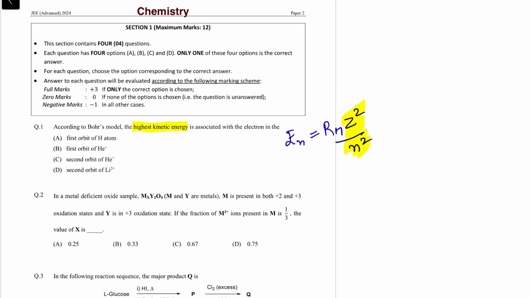For hydrogen, Z is 1, N is also 1, so the ratio is 1. For helium, Z is 2, which is 2 square divided by 1 square, so this comes out to be 4. For second orbit of helium, Z square is 2 square divided by N is 2, so that also comes out to be 1. Second orbit of lithium, Z is 3, so it's 3 square divided by second orbit, so this is 2, so that is 9 by 4, that is 2.25. So the correct answer to this question is option B.